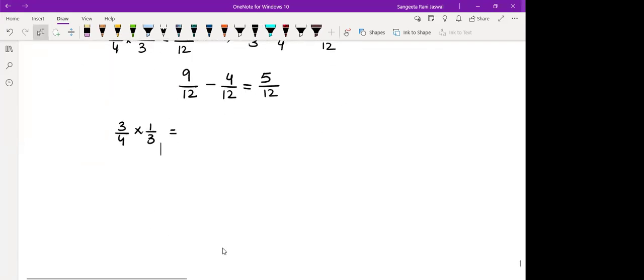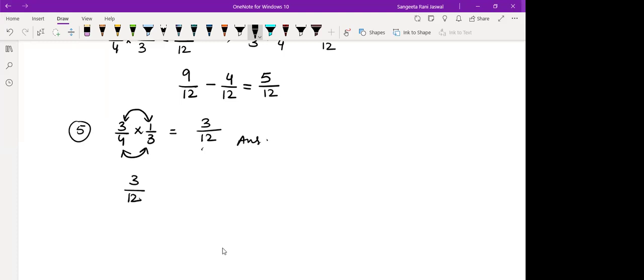We'll multiply both numerator and denominator. Very nice. So I will just multiply numerator with numerator and denominator with denominator. 3 into 1 is 3. 4 into 3 is 12. And now see this 3 and 12. I can reduce it to lowest form. This is the answer. Now, how can I reduce it to lowest form?